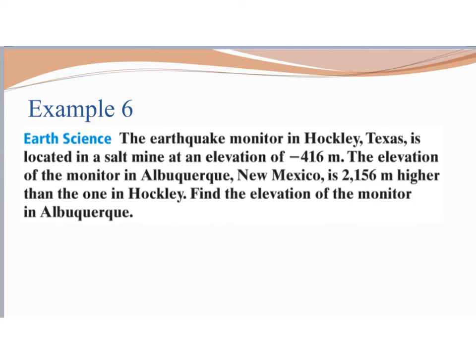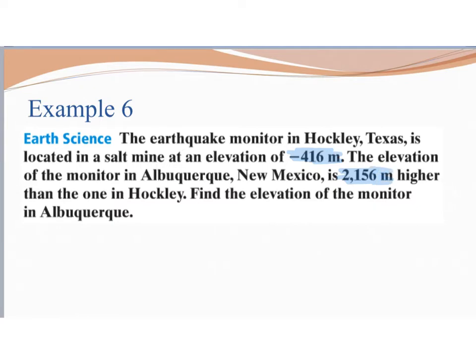So we know that we're starting out in a salt mine, and that's a negative 416 meters. Now it's negative, just so you know, because we consider sea level to be 0. So when I see that I have a negative 416, that means this is 416 meters below sea level, as opposed to the Albuquerque, New Mexico point. This is a positive number, so this tells me that it's 2,156 meters above or higher than sea level.